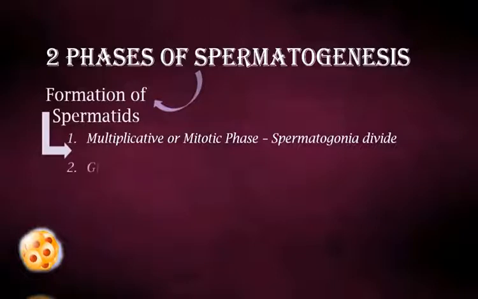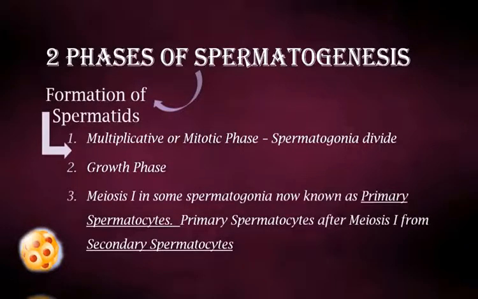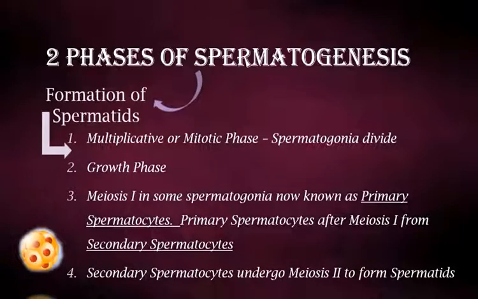The second step is the growth phase. Here, some of the diploid spermatogonia, now known as primary spermatocytes, will undergo meiotic division. These primary spermatocytes will complete their first reduction division, leading to formation of two equal haploid cells known as secondary spermatocytes. Then these secondary spermatocytes will undergo the second meiotic division to form spermatids.